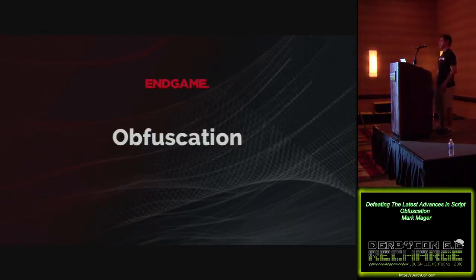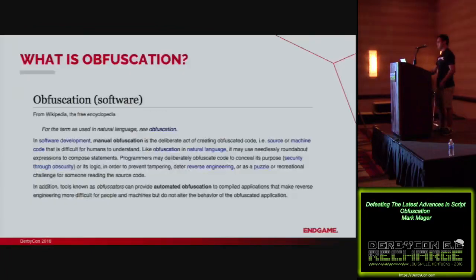So, obfuscation. What exactly is obfuscation? Well, here's Wikipedia's long-winded description of obfuscation, which actually starts out as a bit of a circular definition. But in short, obfuscation is deliberately obscuring the purpose and or logic of source code through manual or automated means.